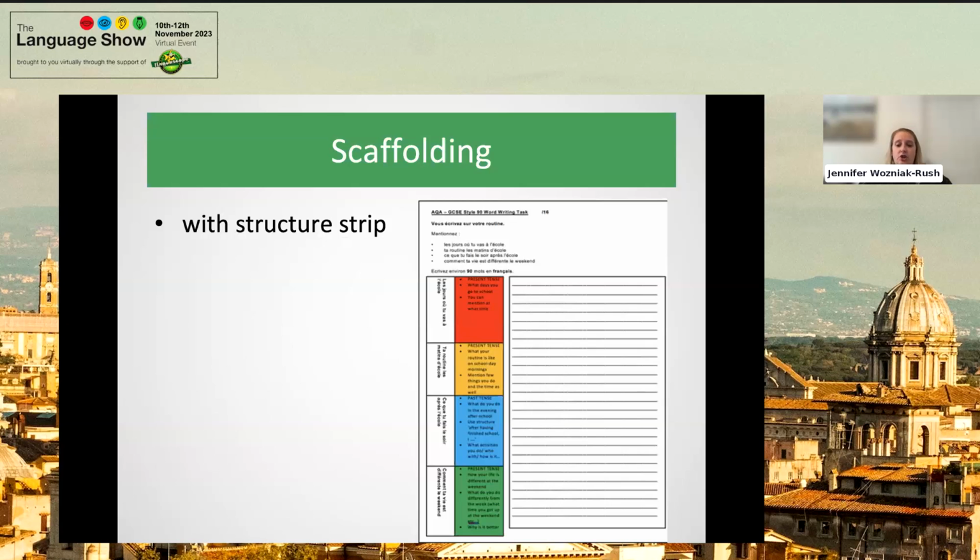Or using a structure strip. I use that as well. I design it with quite a lot of information first about what they could include, and you could also tell the pupils, for example, even the tense that they should include, or maybe suggest some vocabulary for them to use. But as I said before, what is really, really key is at some point just to remove that scaffolding.